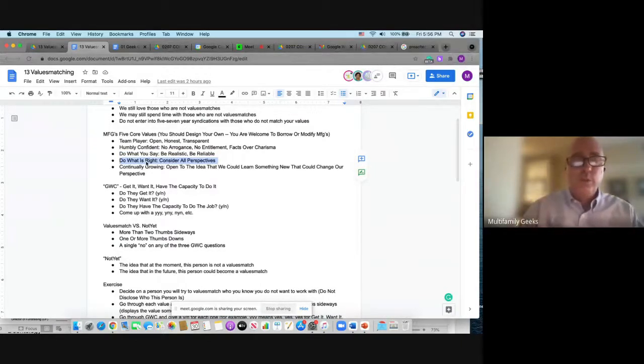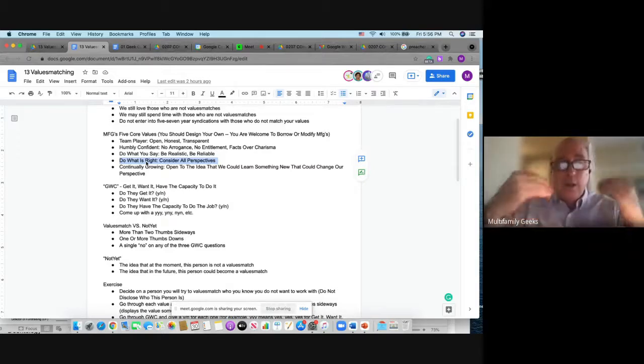Do what's right. Consider all perspectives. Now, this one's tough, you guys, because for us multifamily geeks, I don't know if the idea that there is a right and a wrong even exists. Two people can have completely opposite ideas of what's right. So for us, that just means consider all perspectives.